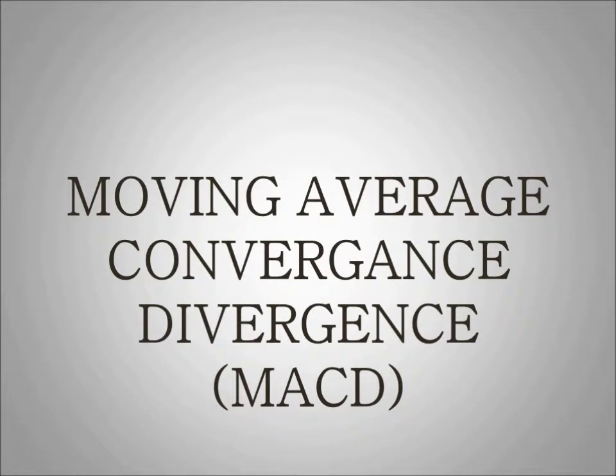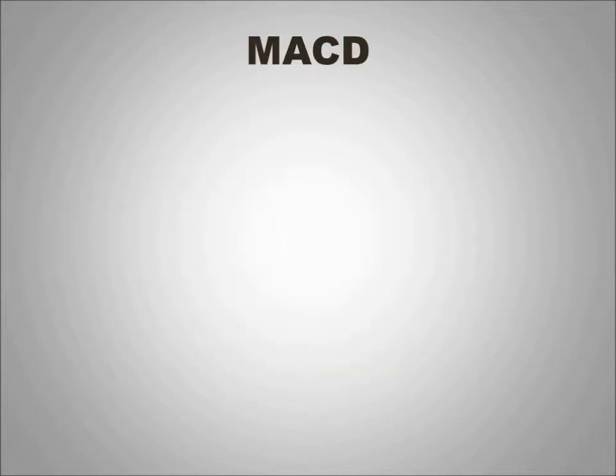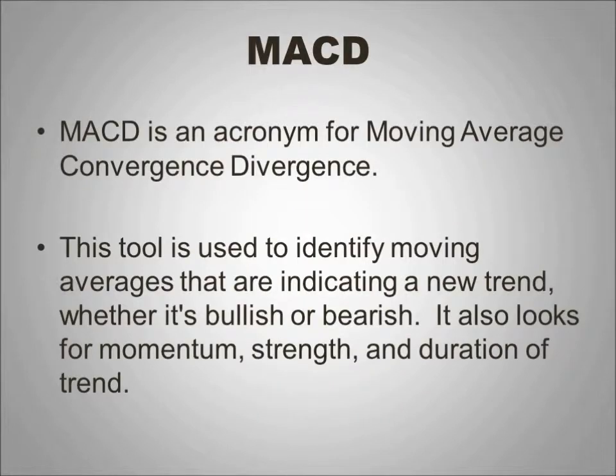So let's move on to the next indicator: Moving Average Convergence Divergence. We're going to, for a moment, go back to moving averages, because moving averages help us immensely when we are opening positions in this market. So the MACD works like this. It's an acronym for Moving Average Convergence Divergence.